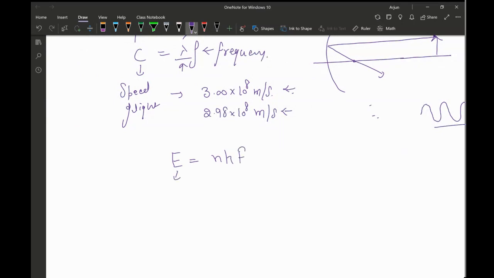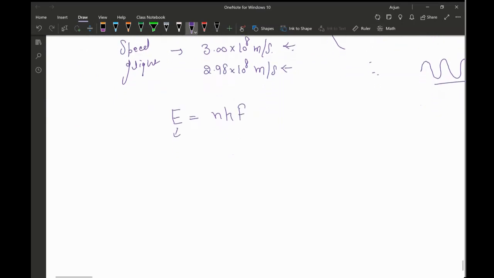Another formula we're going to talk about in this chapter is E equal to nhf. E is the energy associated with the light photon, the energy of a photon. n is the number of photons, h is the Planck's constant, and f is the frequency.